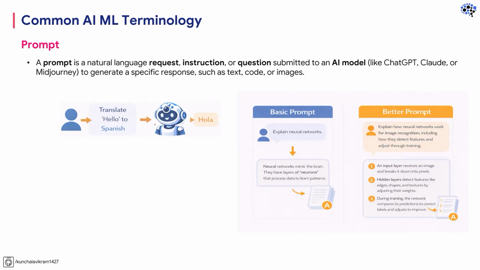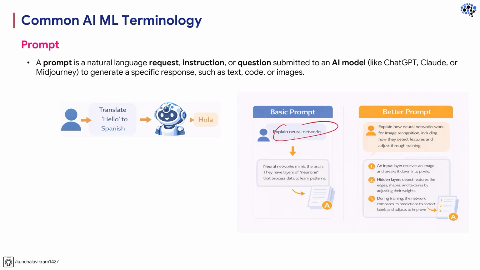Then what is a prompt? A prompt is nothing but a natural language request, instruction, or question that is given to an AI model. For example, if you take ChatGPT or any other model and ask it to translate hello to Spanish, it would give me the answer hola, right? So the question, request, or instruction that is passed to an LLM is known as a prompt, right? Now prompts can be quite simple, prompts can be quite complex, some can be basic, some can be better, right?